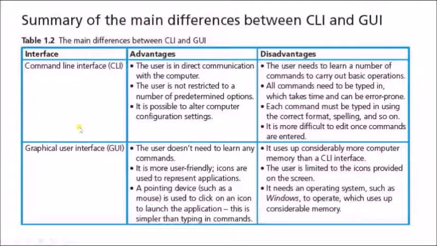Now, we want to differentiate and find the advantages and disadvantages of our two main interfaces, the CLI and GUI. You can find them here, and in your book also. We have listed them before and you can read them by yourself. Direct communication, the advantage of this, is quick interaction. The user is not restricted to the options. It is possible to alter the system configuration using the CLI because I am an expert in the settings.